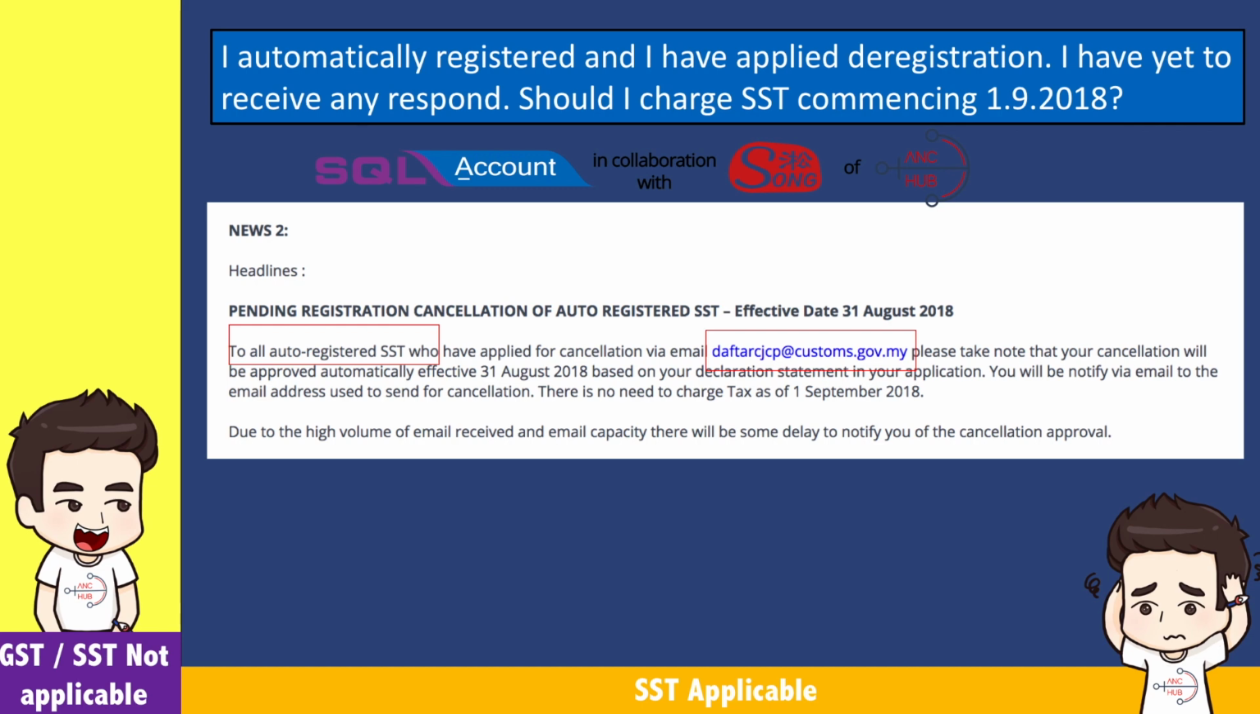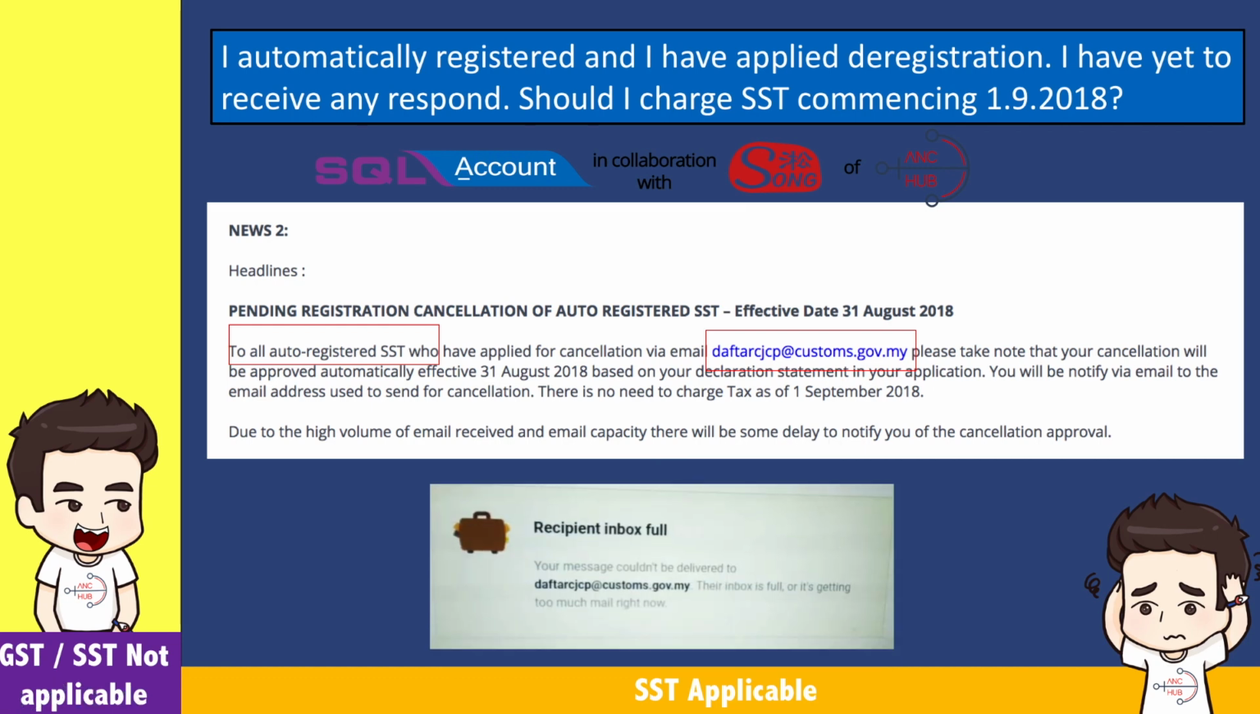So please take note that your cancellation will be approved automatically, effective 31st August. That means today they will automatically approve. There's no need to charge tax as of 1st September 2018. But they say due to the high volume of email, they will have some delay. This is why this email came out; for one of my clients, the mailbox is full, so you cannot access it. Now those that cannot access this email, I will say, sorry to say, you have to charge service tax or sales tax commencing September 1st until you get any further notice or email from the customs.